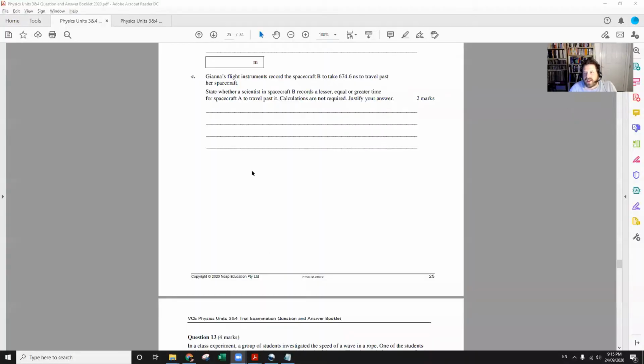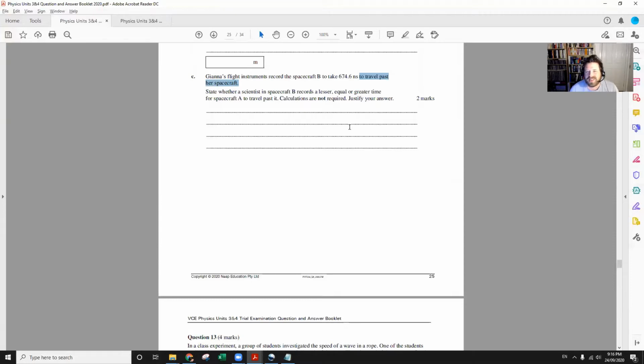So I'm just going to have another go at part C. I didn't really like this question very much, but we'll try and give it a fair go. Gianna's flight instruments record the spacecraft B to take 674.6 nanoseconds to travel past her spacecraft. What I really don't like about this question is, what do you mean by to travel past her spacecraft? Do you mean you're looking straight out in that direction and the nose passes you and then the tail passes you of the rocket? Or are you saying that the nose makes contact with the front of your spacecraft and then makes contact with the back? What do we mean by 674.6 nanoseconds to travel past?